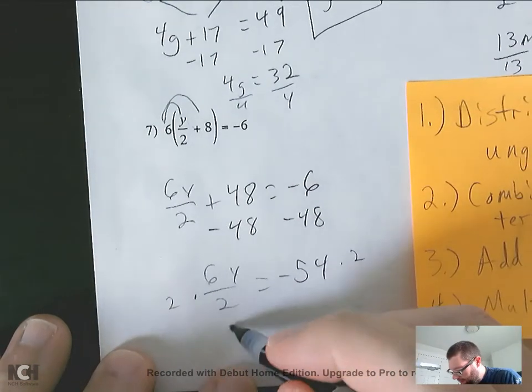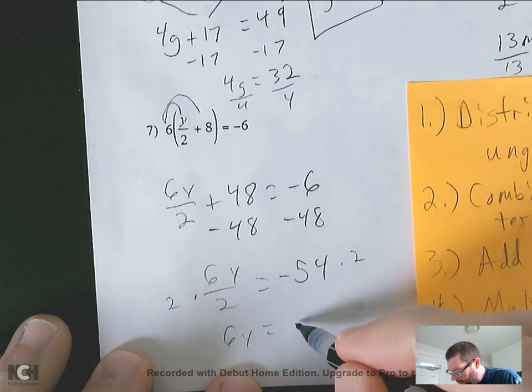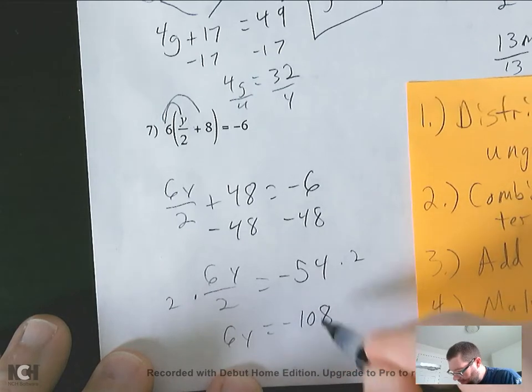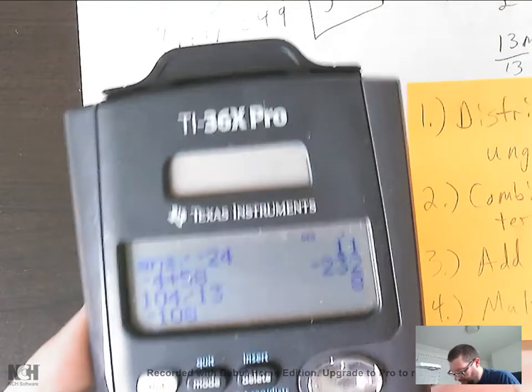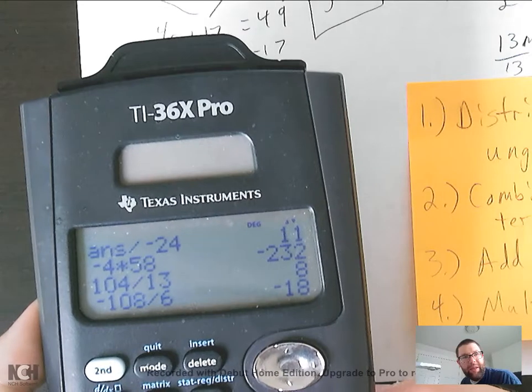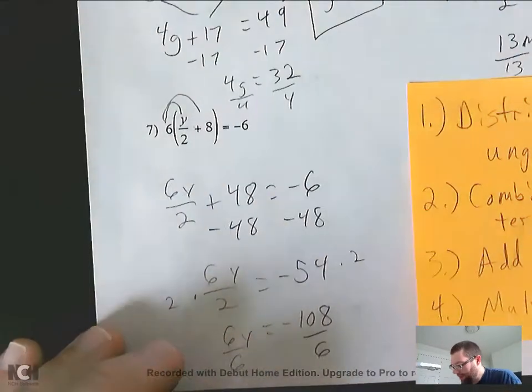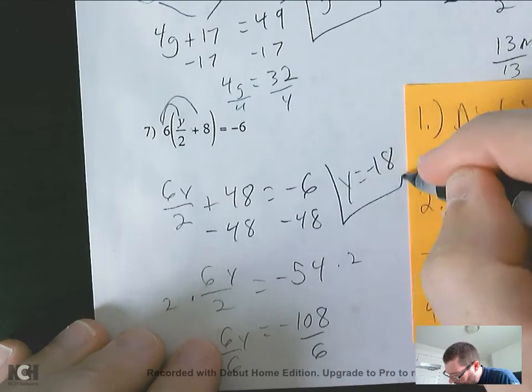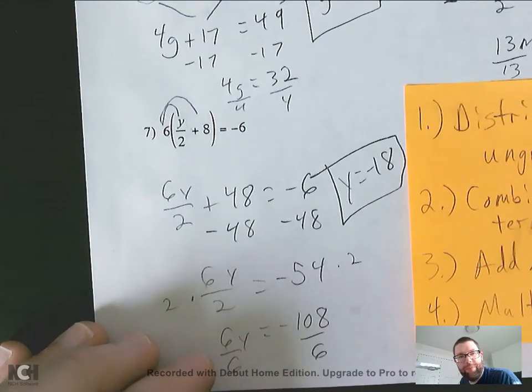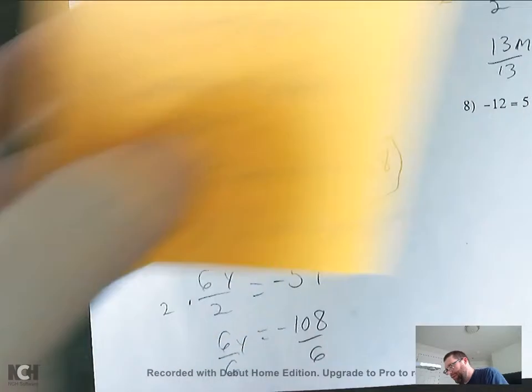Times by 2 gives you 6y is equal to negative 108, and then you would divide by 6. And negative 108 divided by 6 is negative 18. So y is equal to negative 18. Okay, not too tough. Let's try another one.